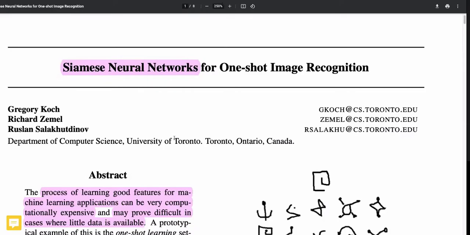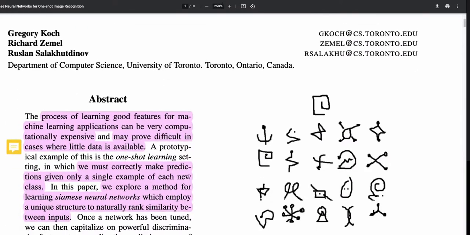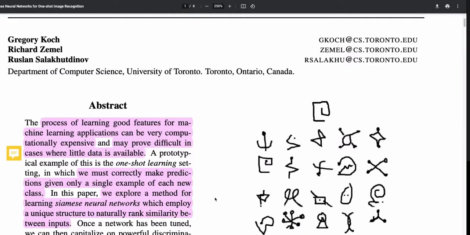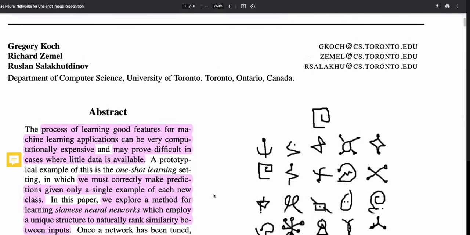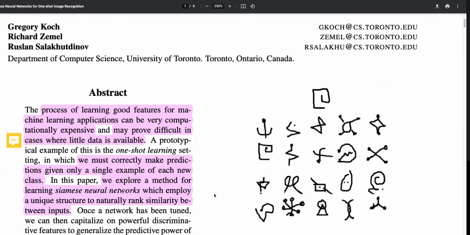Okay, so here, what this is saying is that if you want to learn good features for a machine learning application, it could be very computationally expensive, especially when you don't have so much data. So what they did here is explore a method known as a Siamese neural network, which ranks similarity between inputs. That's just a concept. It's close to what you have in structural similarity image matching, SSIM.